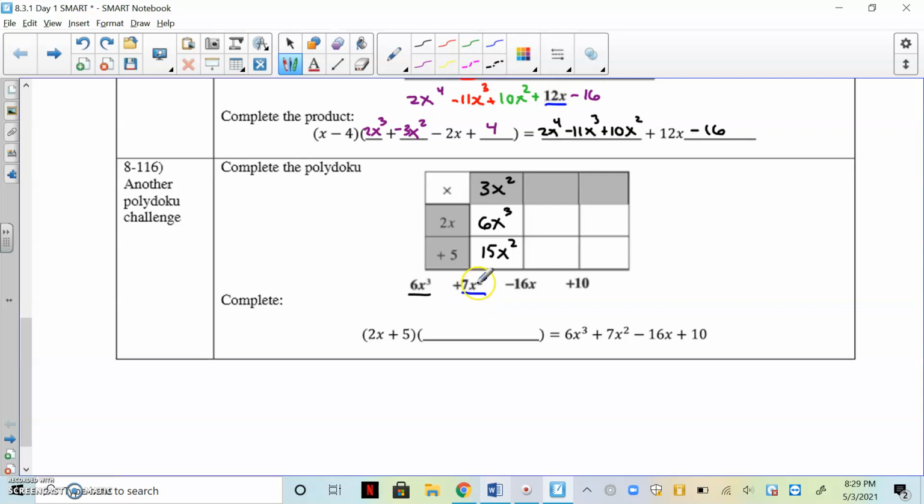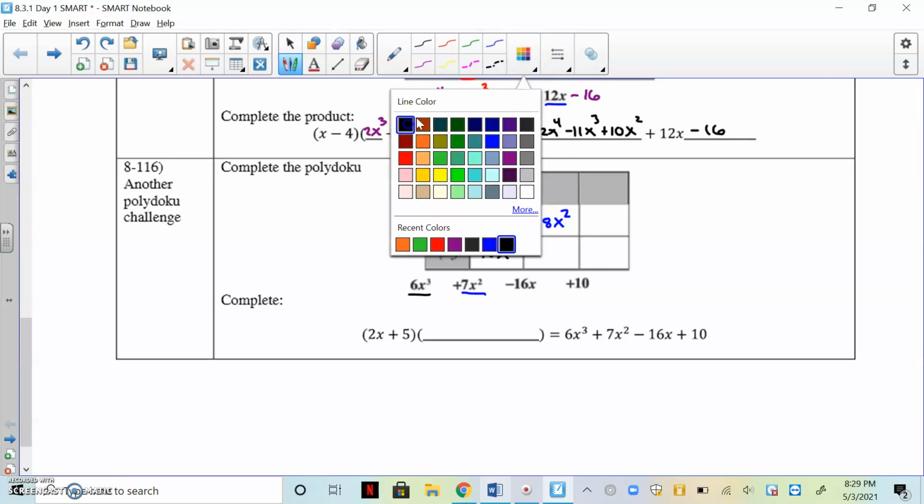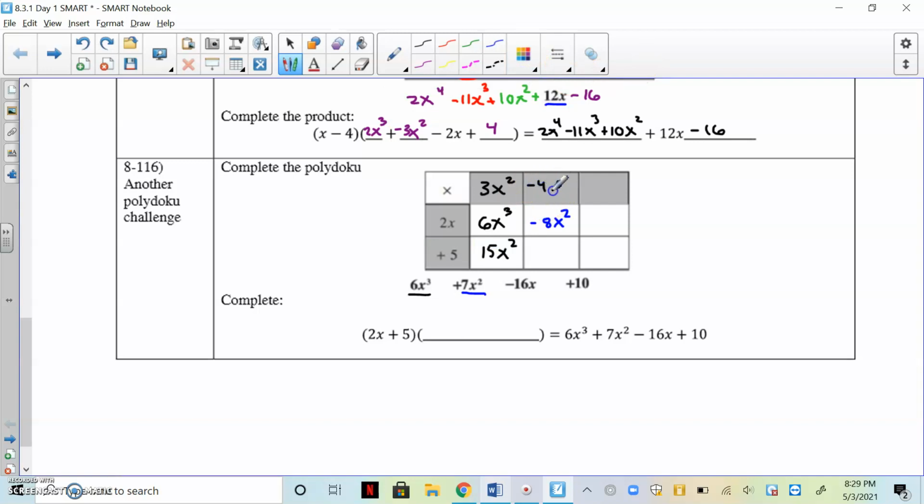We know that we need 7x squareds, and right now we have 15. So to get from 15 to 7, we have to subtract 8. So we'll do negative 8x squared. And that being said, 2x times negative 4, let's make that black. Negative 4x would help us achieve this negative 8x squared. And then down here, negative 4x times 5, that's a negative 20x.